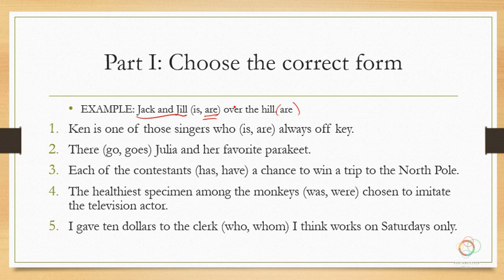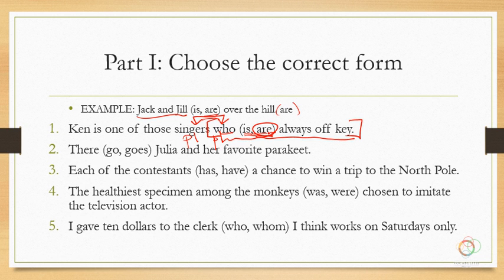Number 1, Ken is one of those singers who is or are always off key. Here we have something called a dependent clause, and the dependent clause has to be analyzed alone by itself. The subject is who, and this is the verb that goes with the who, and the who can be singular or plural depending on the antecedent. So we have to decide who is this who. This is called a relative pronoun, and the relative pronoun has the antecedent right in front of it. And so the who in this case is singers, which is plural. Then the who must be plural also. Then the verb must be plural here as well.